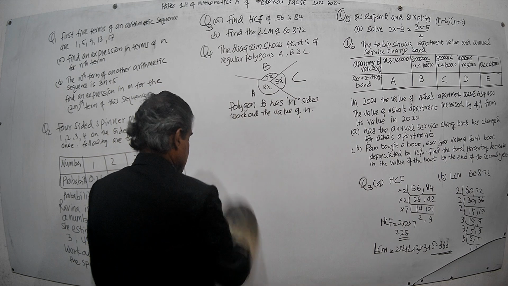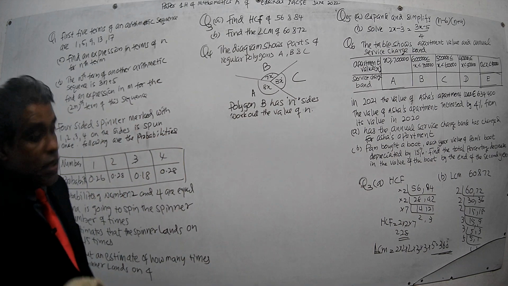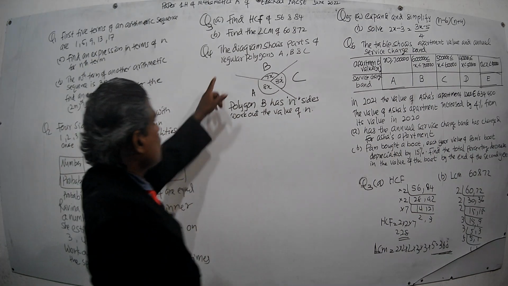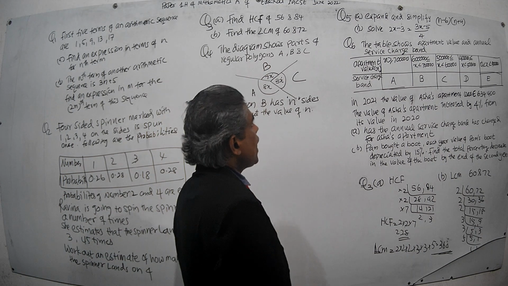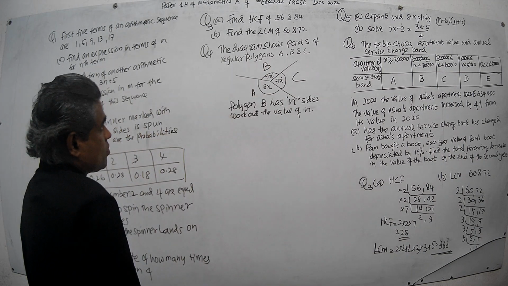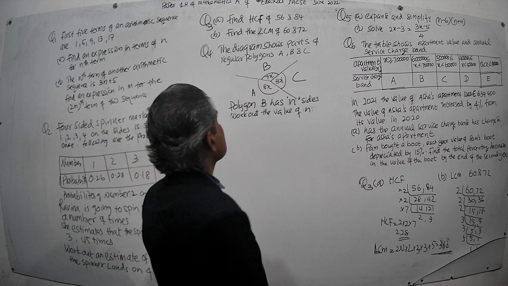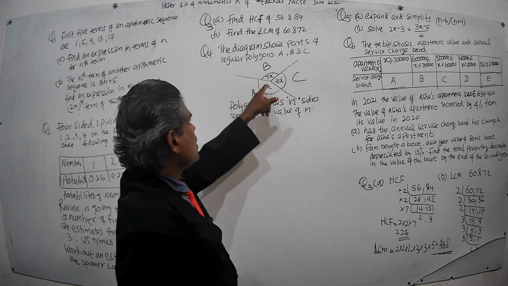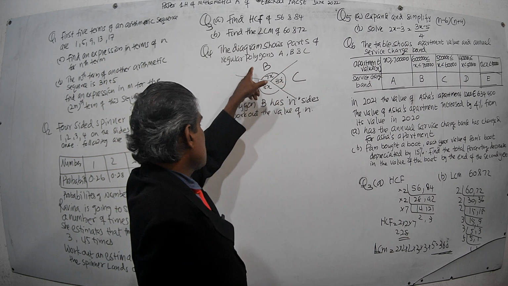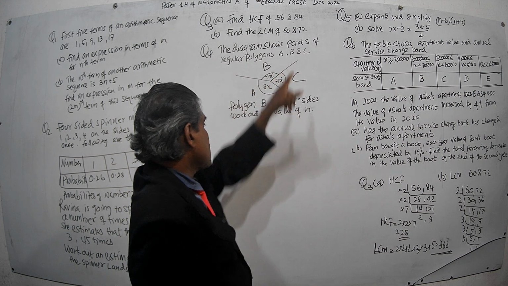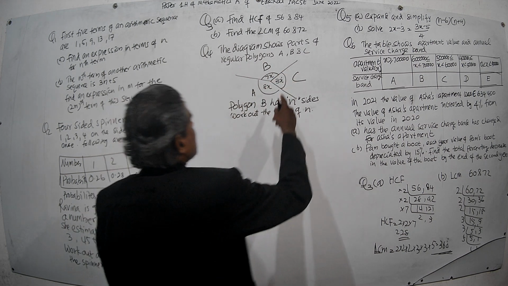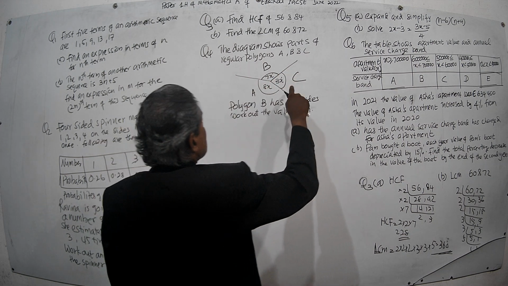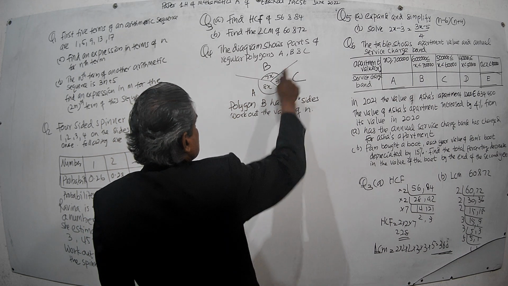Now they say, question 4. The diagram shows parts of regular polygons A, B, and C. These are sides of regular polygons. There's a regular polygon called B; these are two sides of that regular polygon. Then there's regular polygon C, and these are two sides of that polygon.